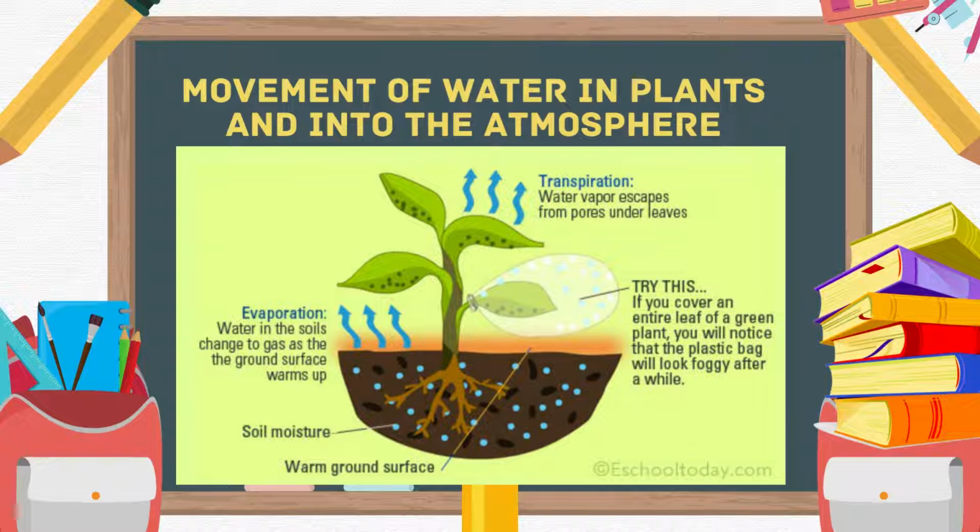Now, if you look at this picture, one of the leaves here is covered in a plastic bag. So this is something that you can try to test this, right? If you cover one of the leaves, you will notice that the plastic bag will be foggy. Why? Because some of the water from the leaves escapes. So it will be foggy because this water cannot escape to the atmosphere. So it remains in this plastic bag. So this is something that you can try on your own.